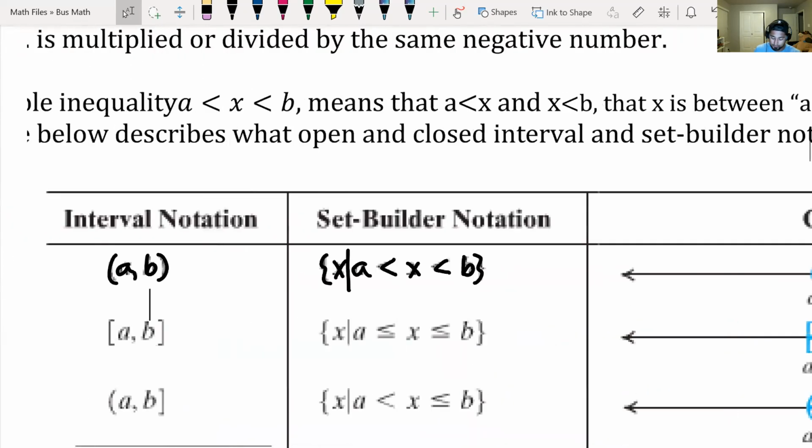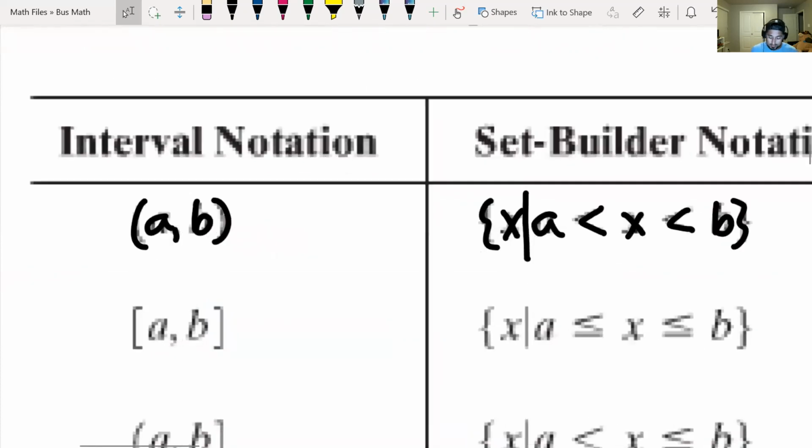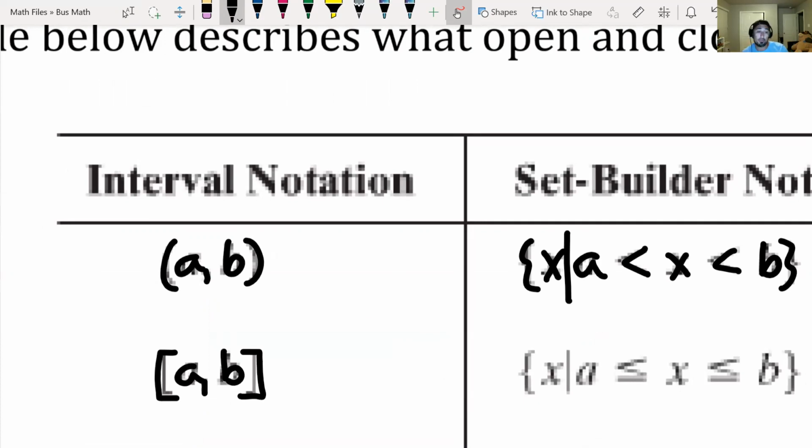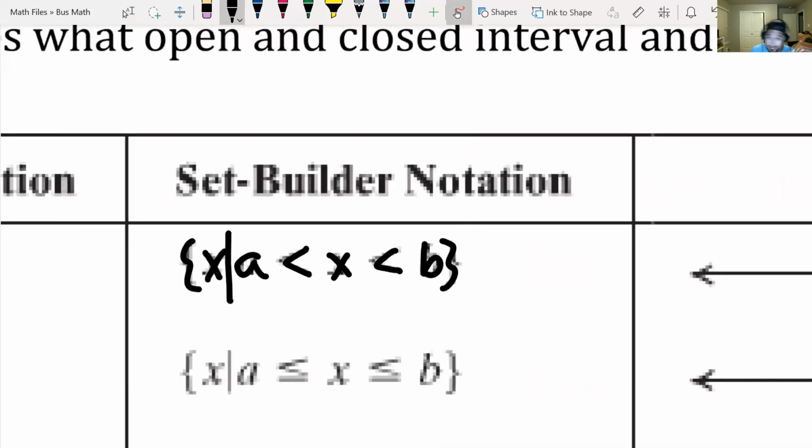Okay. Next is bracket. Bracket A, B, right? All right, so what is the difference between parentheses and brackets? And you're about to see right now once we go to our fancy set builder notation.